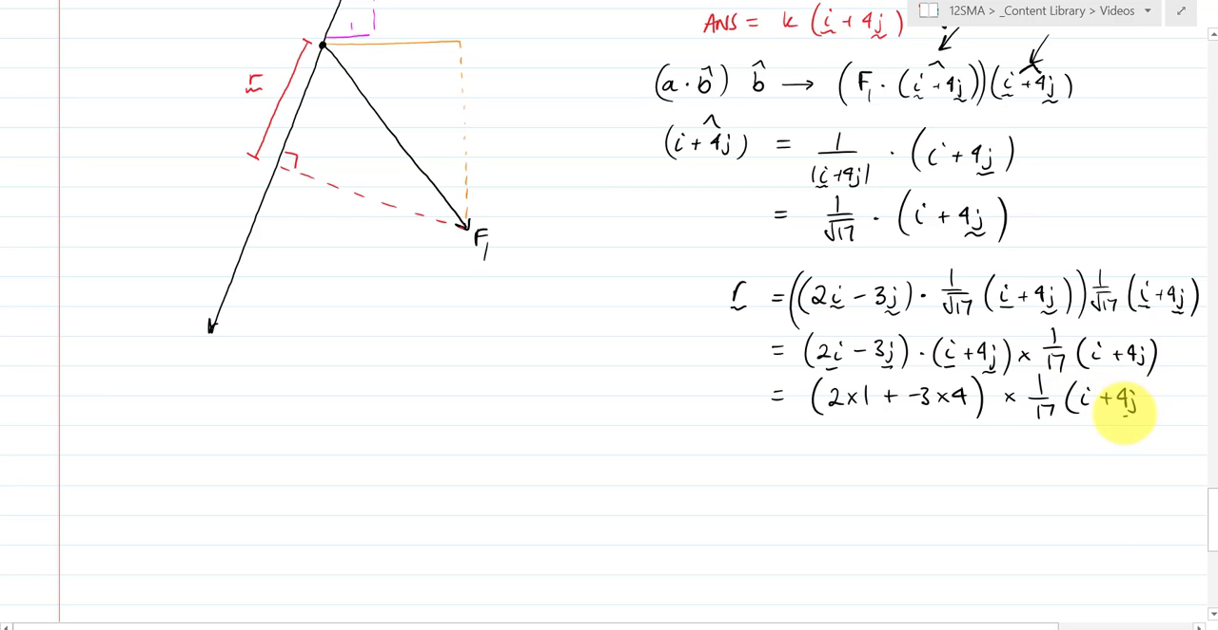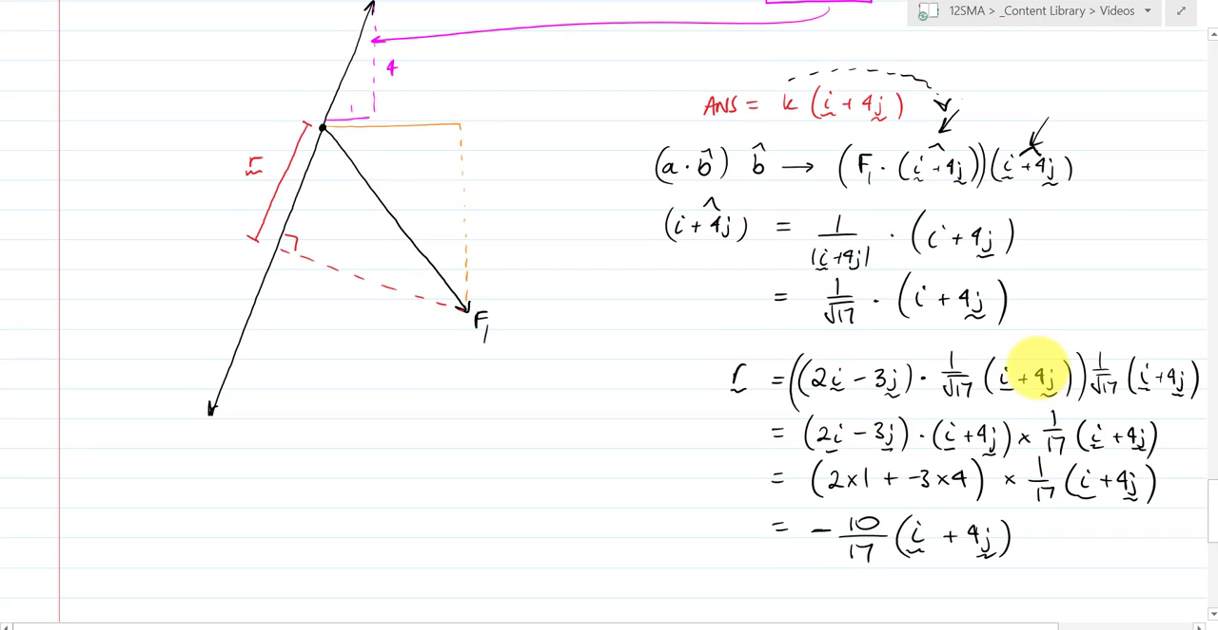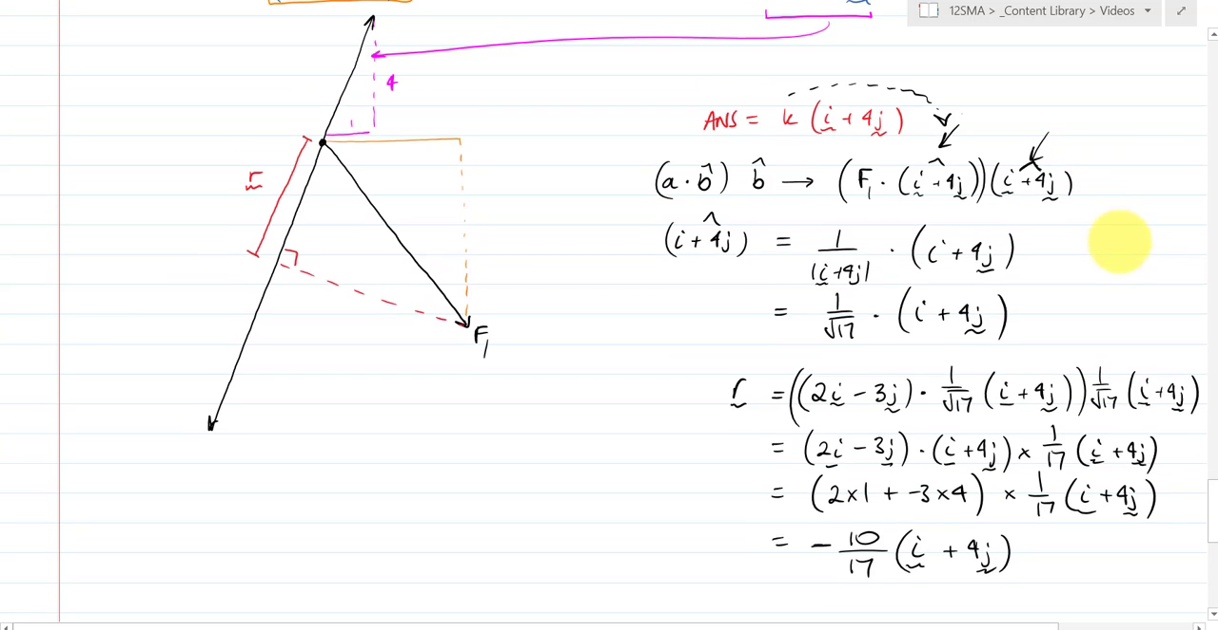And 2 times 1 minus 3 times 4 is negative 10. So I get negative 10 over 17 times i plus 4j as my vector projection of F1 on that given directional vector. That just came from the work with my dot product.